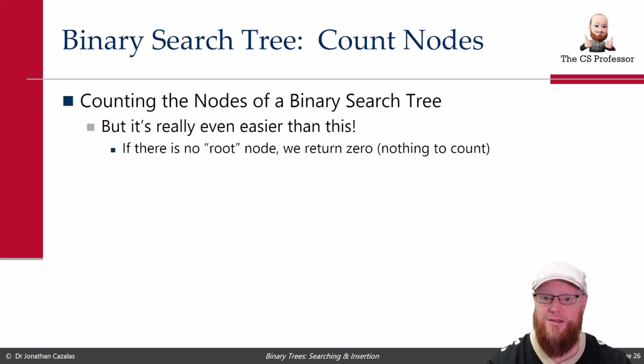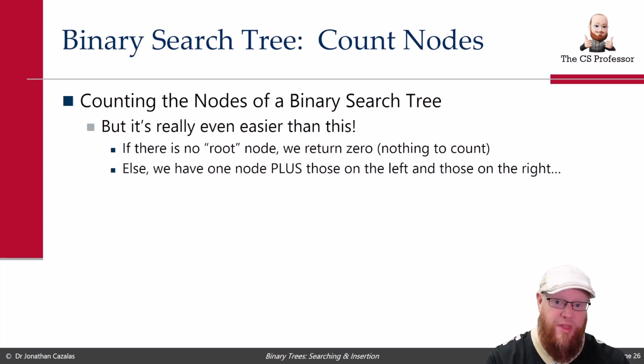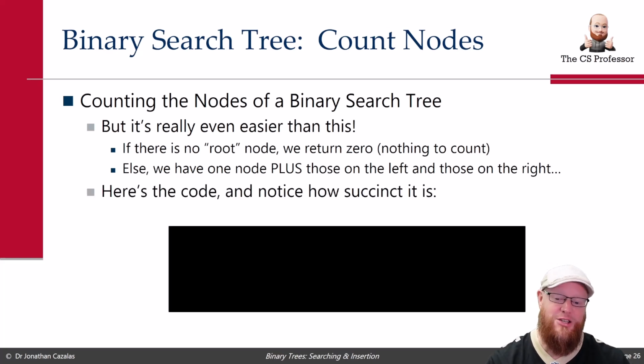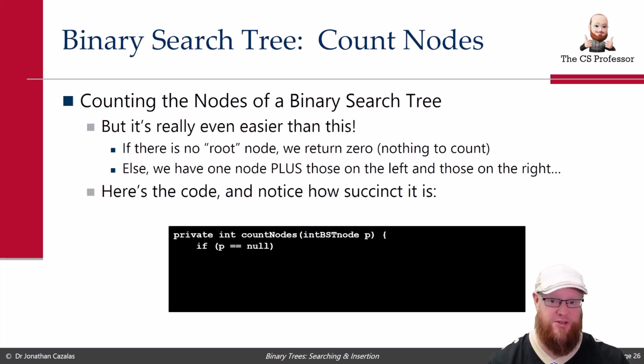And the answer is, if there's no root, if there's no node at that root, right? How many nodes are there? 0. So return 0. Else, now, if we have a root, we have one node, so return 1, count that 1, and also count all of the nodes on the left plus all of the nodes on the right. And check out how beautiful this code is.